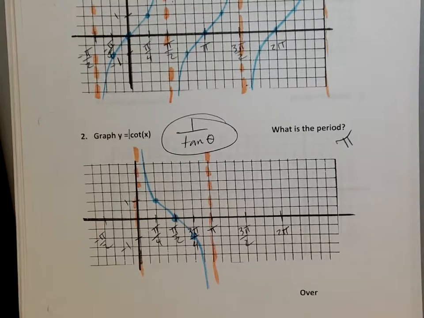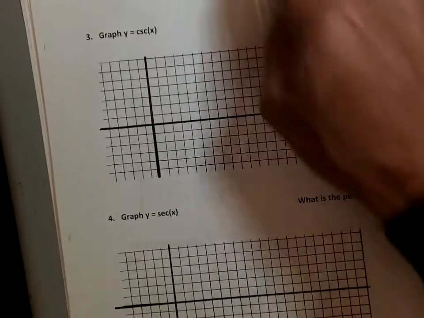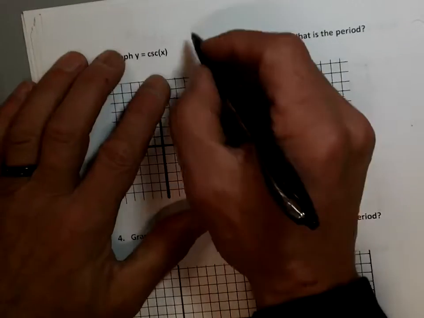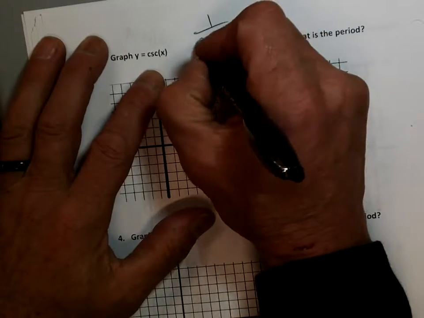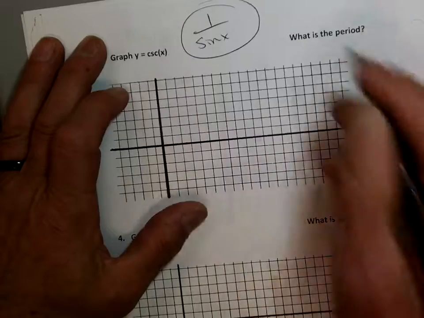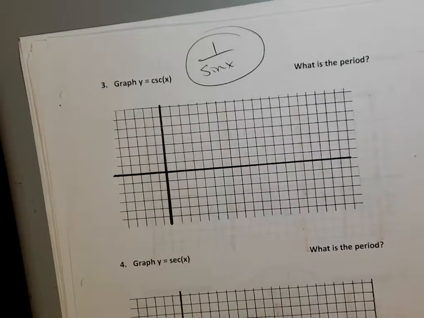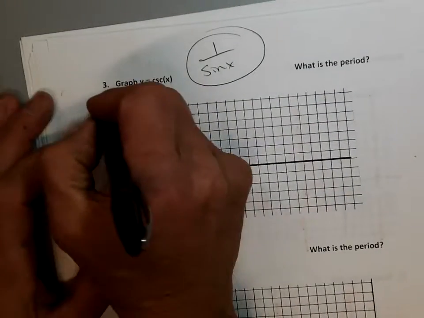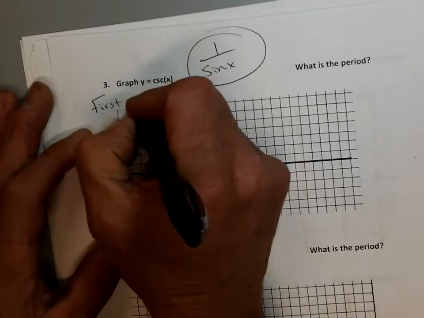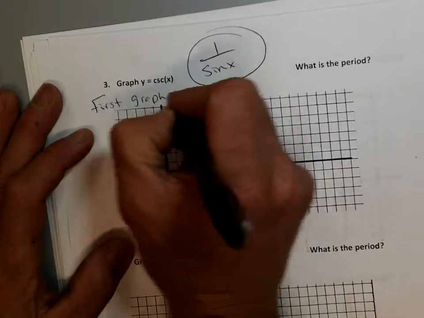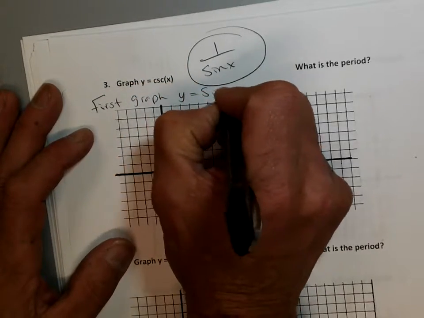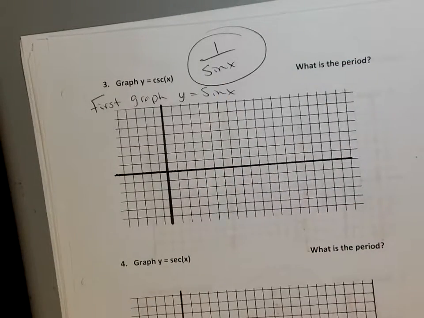Okay, turn the page. So, cosecant. Cosecant is the same thing as 1 over sine of x, okay? That's what cosecant is, 1 over sine. What we want to do first is graph y equals sine of x. You have to graph sine to get cosecant, okay? So what does sine look like?